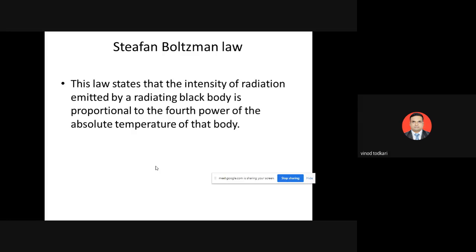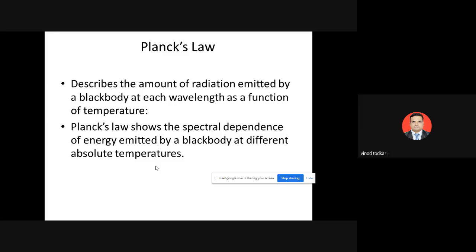Stefan Boltzmann's law, we have already seen this: the intensity of radiation emitted by a radiating black body is directly proportional to the 4th power of its absolute temperature.